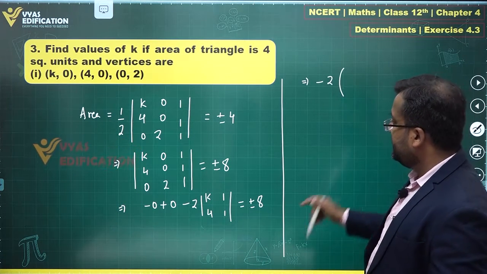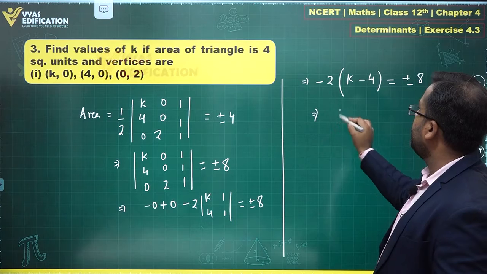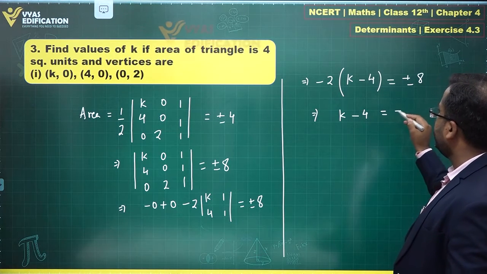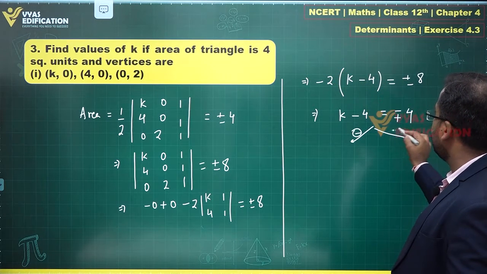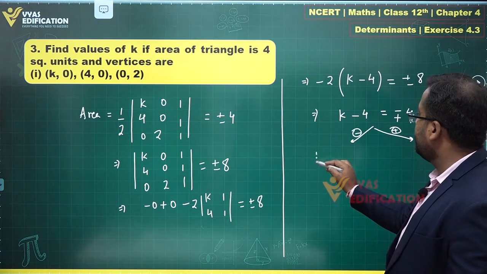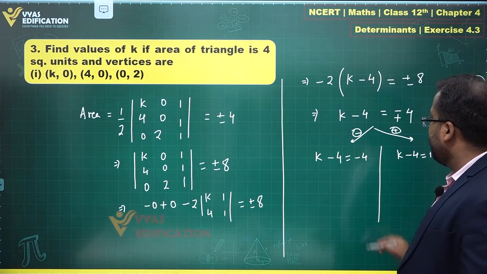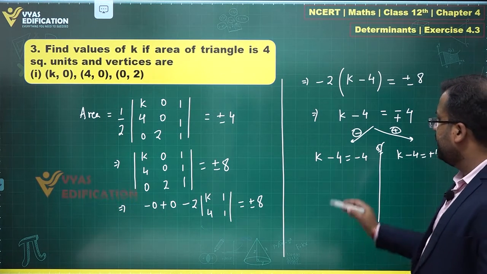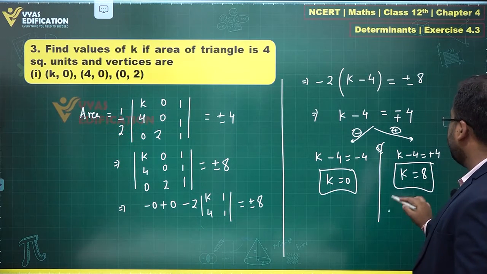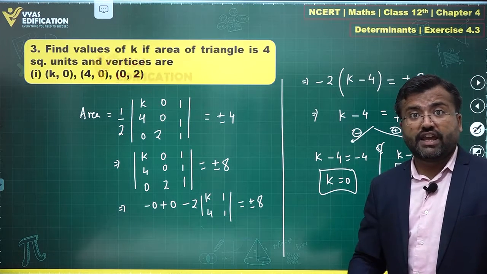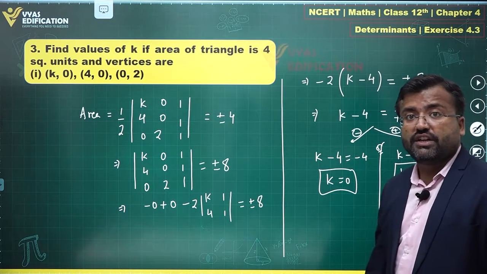Therefore, minus 2 times K minus 4 is equal to plus or minus 8, and from here you can observe that K minus 4 divided by minus 2 gives minus plus 4. Using the minus one and the plus one, in one case K minus 4 is equal to minus 4, and in the other K minus 4 is equal to plus 4. Both values are correct. So K will be 0 from here or K will be 8 from here. Those are the possible values: K equals 0 or K equals 8. That's my answer for this question. Is that okay? Yes, that's very simple.